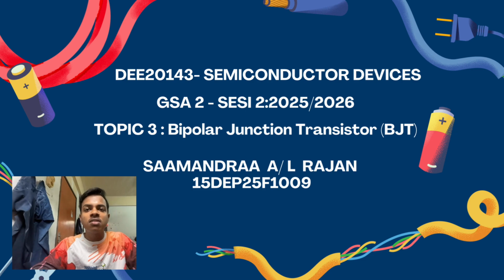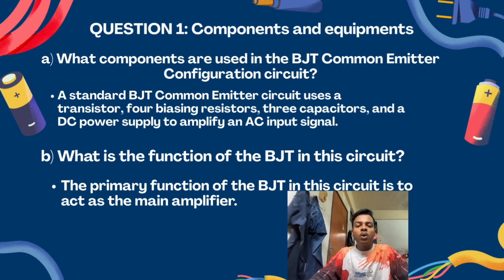Today for our GSA2 assessment, I will be presenting topic 3, the bipolar junction transistor. Begin with question 1. What components and equipments do we need? To build a standard BJT common emitter circuit, we need one transistor, 4 biasing resistors, 3 capacitors, and a DC power supply to amplify our AC input signal.